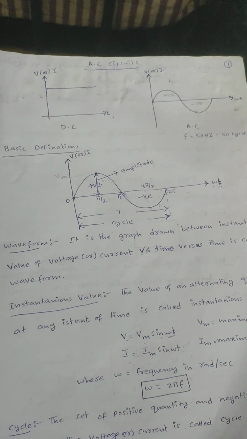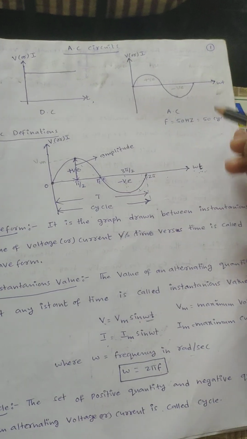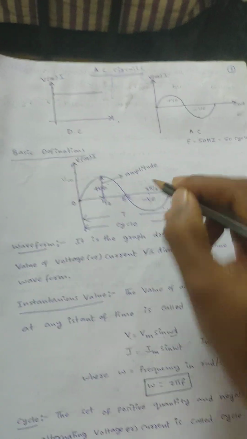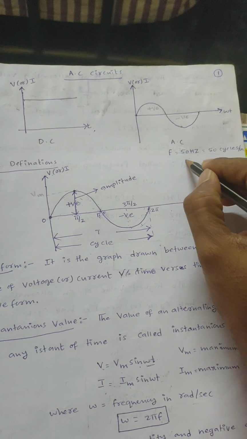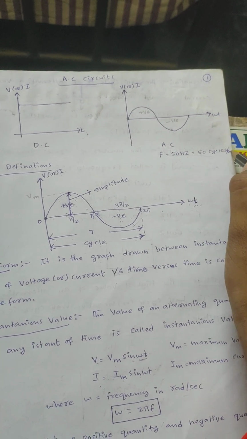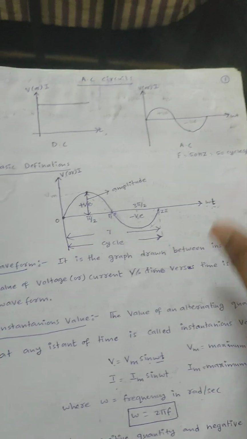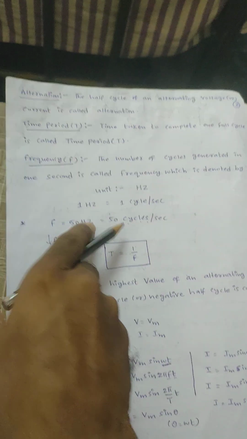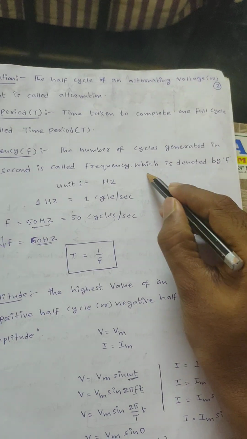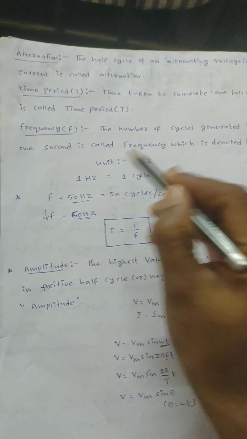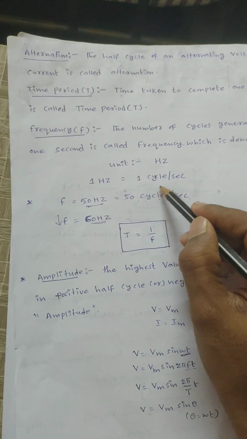Next, frequency. See here, frequency is nothing but the number of cycles generated in 1 second. This is one cycle, right? For Indian standard, frequency is 50 Hz, that is 50 cycles per second. That means the number of cycles generated per 1 second is known as frequency, which is denoted by F. Units for frequency will be Hz. 1 Hz is equal to 1 cycle per second.